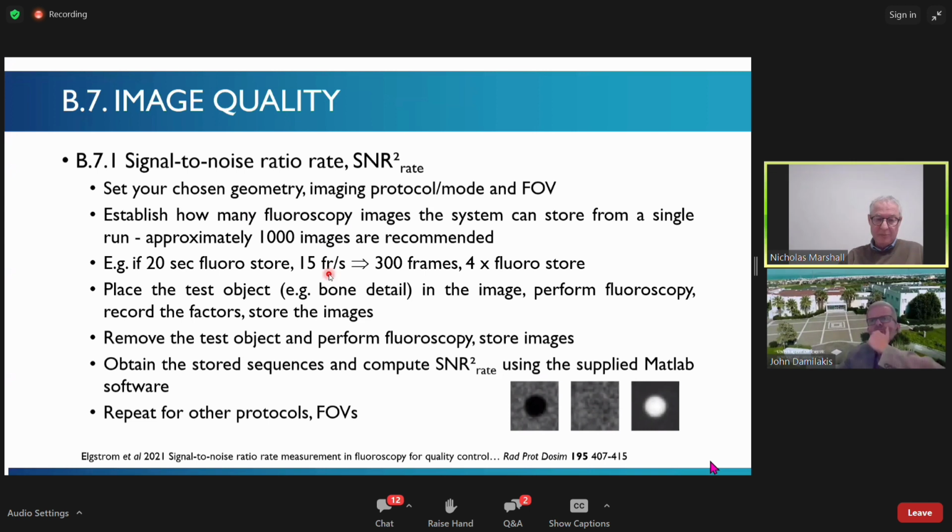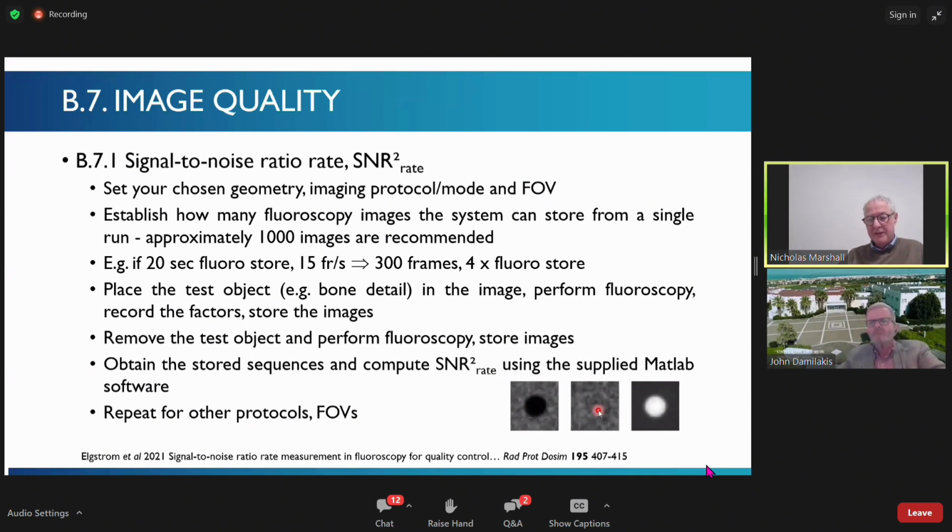So you put your test object in, for example a bone detail like this, perform fluoroscopy, record the factors, store the images, and then remove the test object. Again, perform fluoroscopy, store the images, take the images from the system, and then calculate using some MATLAB software, and then calculate your signal-to-noise ratio squared.